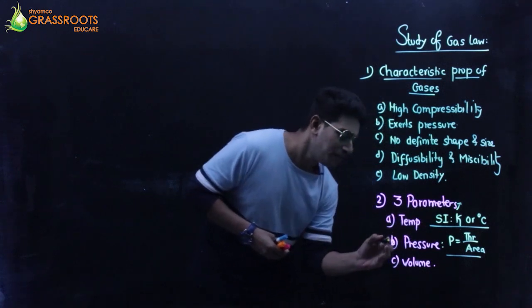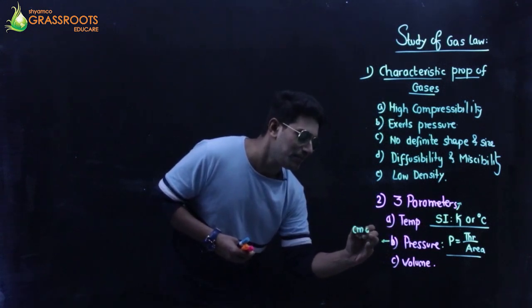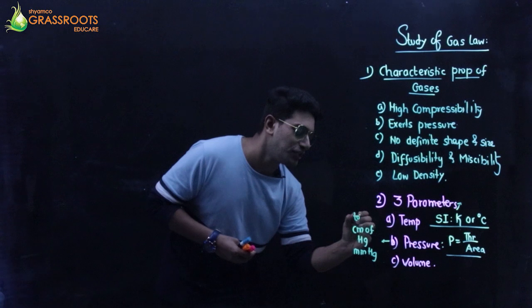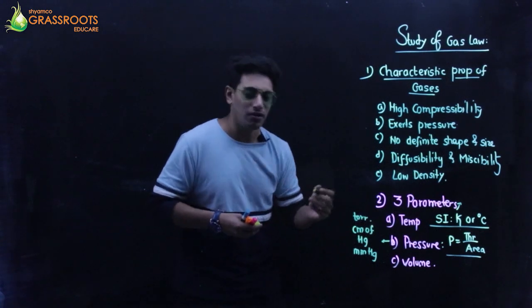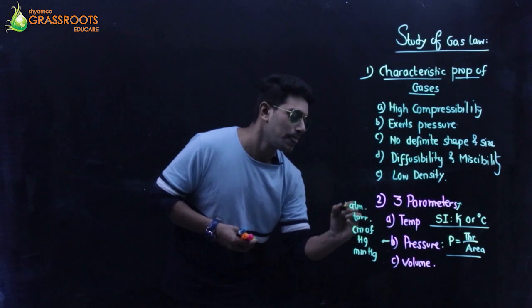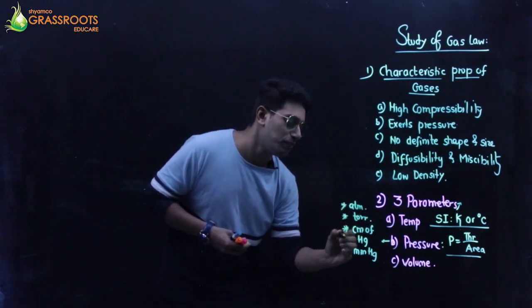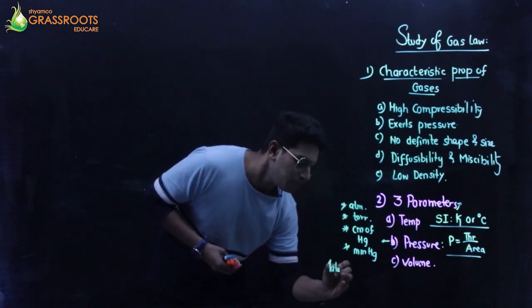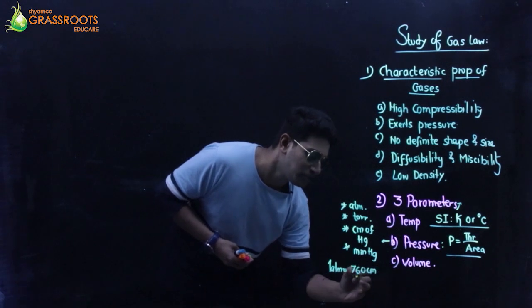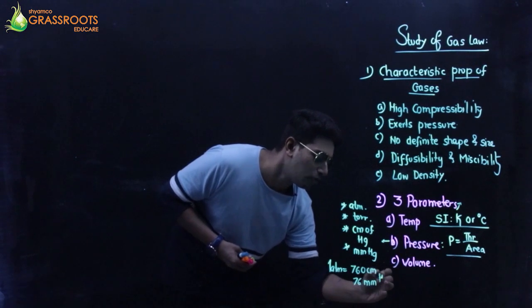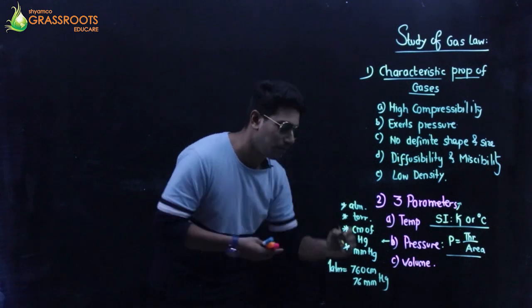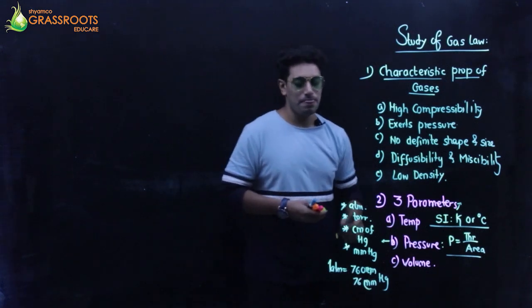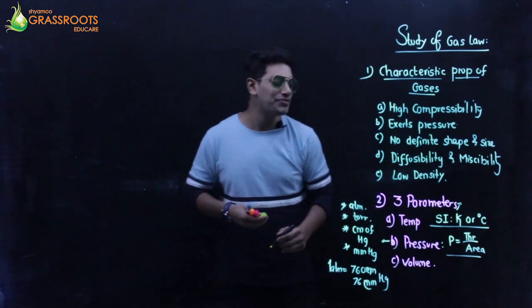Volume. Before that, pressure is measured either in centimeter of Hg, or millimeter of Hg, or torr, or atmospheric pressure. So pressure has 4 units of measurement, right? And remember, 1 atmospheric pressure is as good as 760 millimeter or 76 centimeter of Hg. Oh, I'm sorry, I wrote it the other way around. 760 millimeter or 76 centimeter of Hg. That's how the pressure can be measured. Volume.